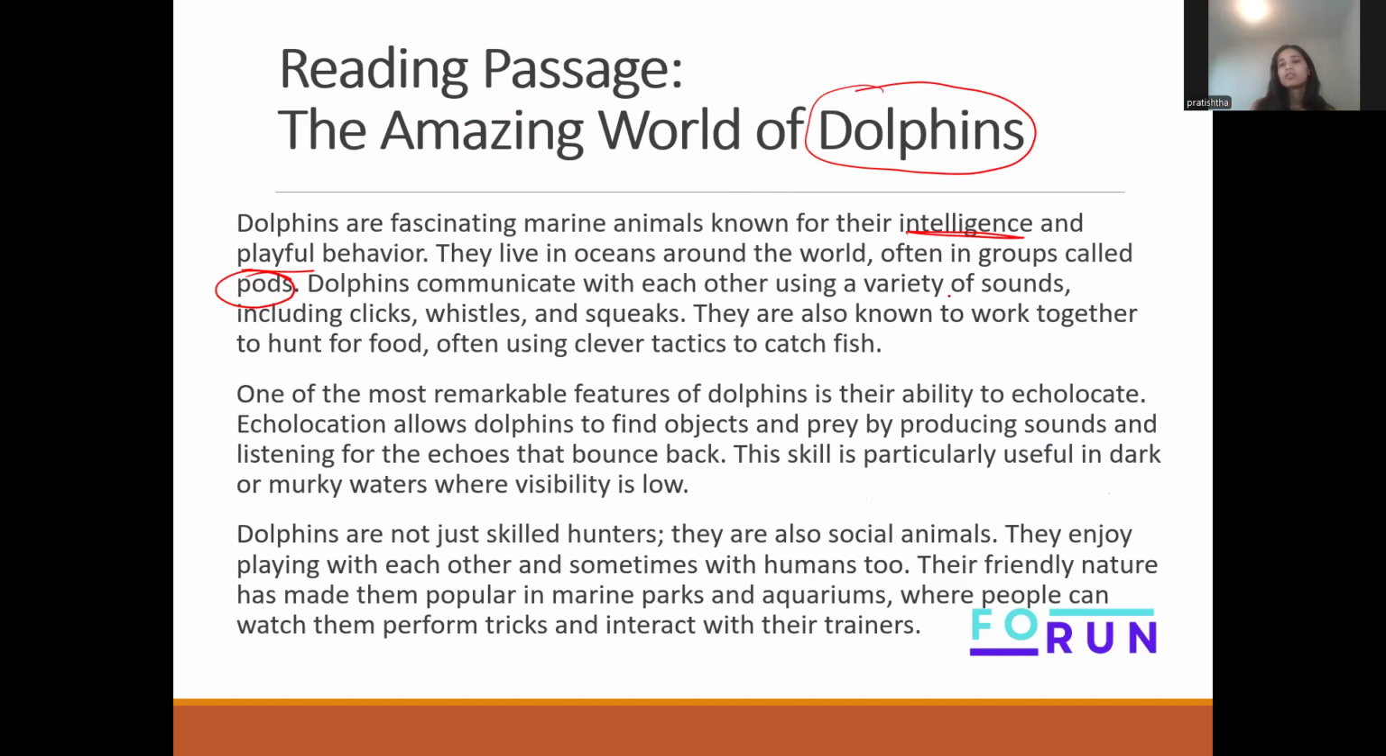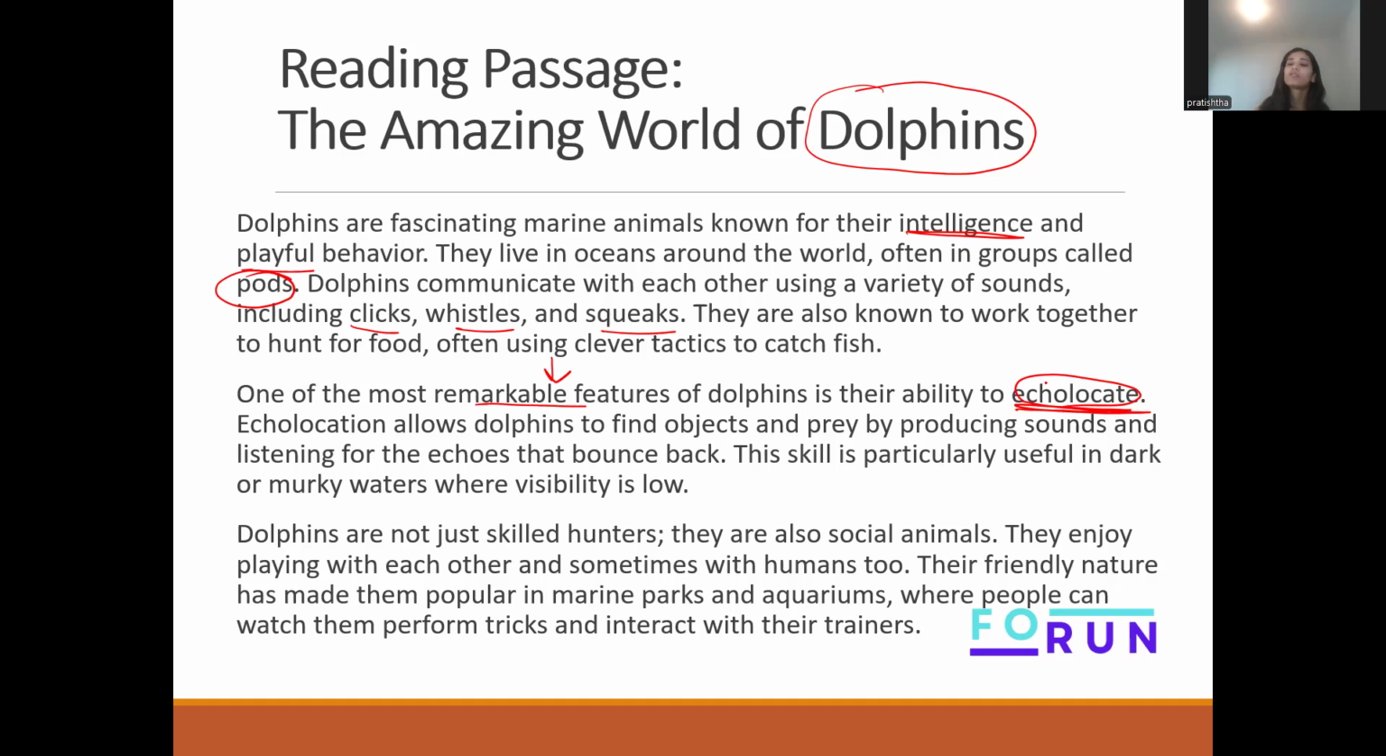Dolphins can communicate with each other using a variety of sounds, including clicks, whistles, and squeaks. So they can communicate using sounds. They are also known to work together to hunt for food, often using clever tactics to catch fish. Okay. One of the most remarkable features of dolphins, now this is important information, is their ability to echolocate. So you will just circle this term. Echolocation allows dolphins to find objects and prey by producing sounds and listening for echoes that bounce back.